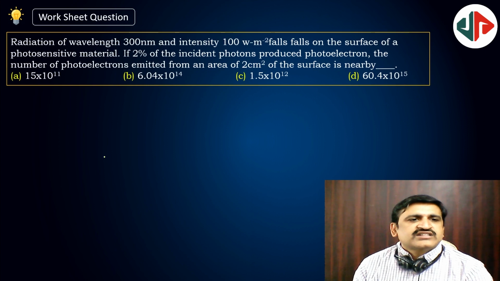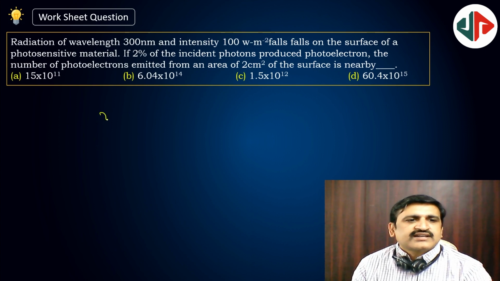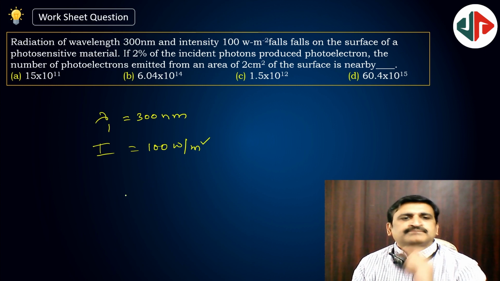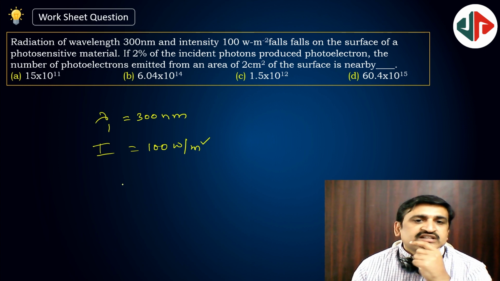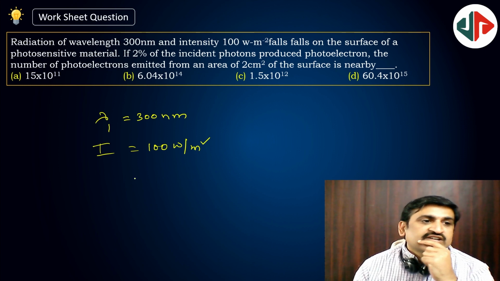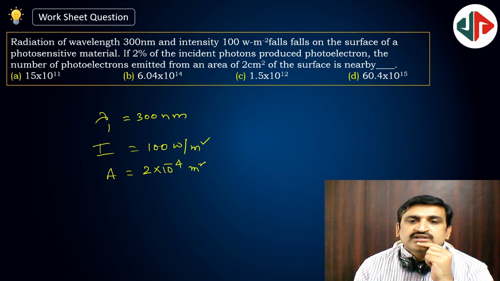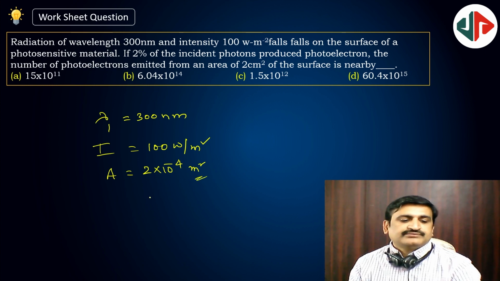Next, radiation of wavelength 300 nanometers. Lambda 1 is equal to 300 nanometers and intensity I is equal to 100 watt per meter square, falls on a surface of a photosensitive material. 2% of incident photons produce photoelectrons. The number of photoelectrons emitted in an area of 2 centimeters square, 10 power minus 4, of the surface nearby.